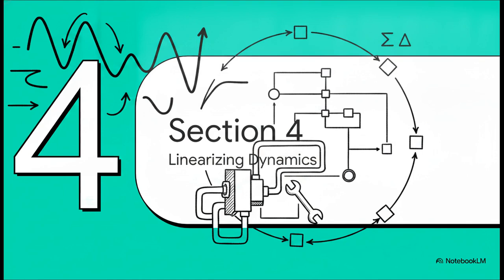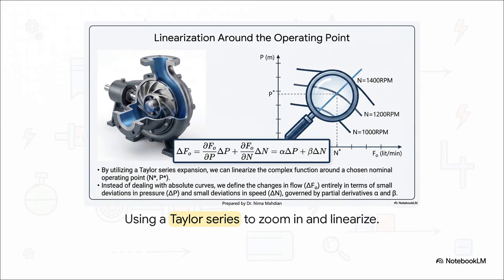Section 4, Linearizing Pump Dynamics. To actually tame this nonlinear chaos, we apply a really powerful tool from calculus. We don't actually need to model the entire curved operating range. By focusing on a nominal operating point, N star, P star, we zoom in close enough that the curve essentially looks flat. Utilizing a first-order Taylor series expansion, we can redefine flow entirely in terms of small deviations. So, delta FO equals the partial derivative of flow with respect to pressure times delta P plus the partial derivative with respect to speed times delta N.